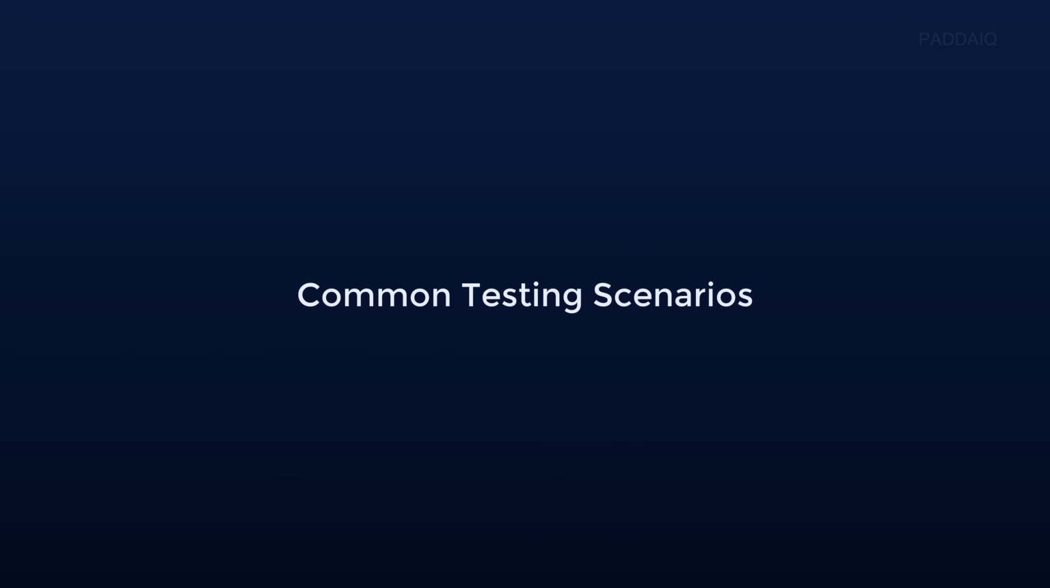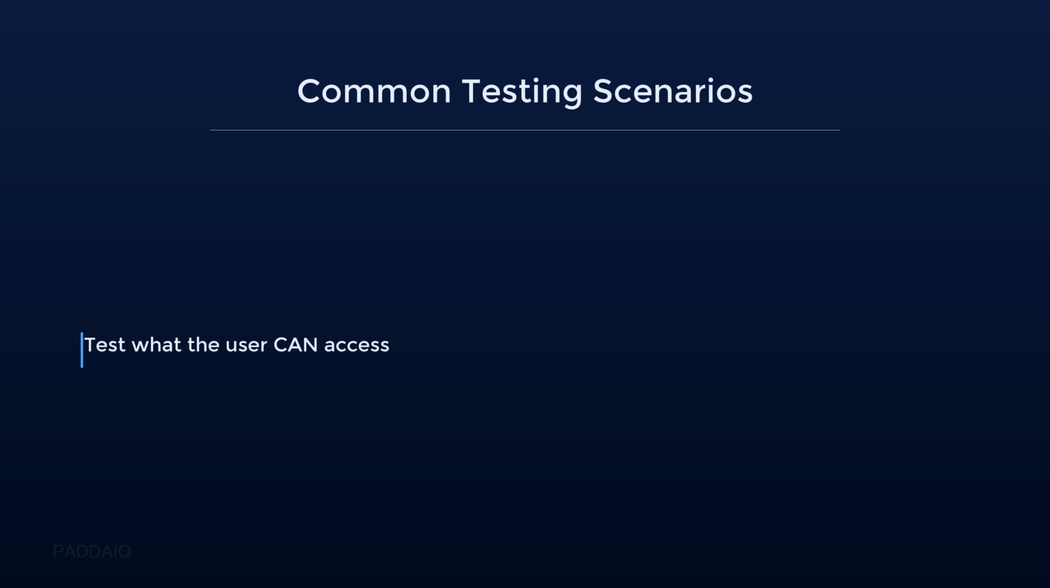Common testing scenarios for SAP BTP solutions. Test what the user can access. This means verifying that authorized users can successfully use the specific applications, data, and functions they are permitted to. For example, a sales representative should be able to view customer records but not payroll information. Ensuring proper access is fundamental to a secure and functional system.